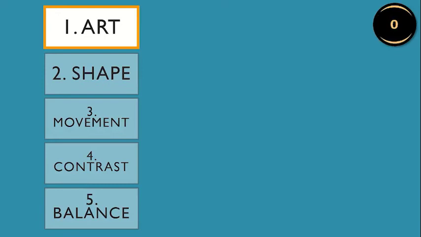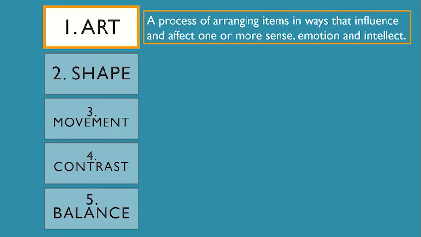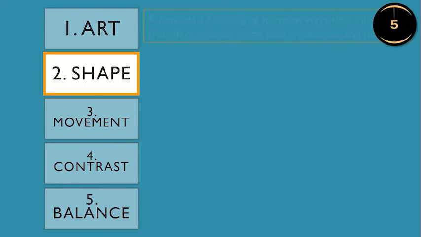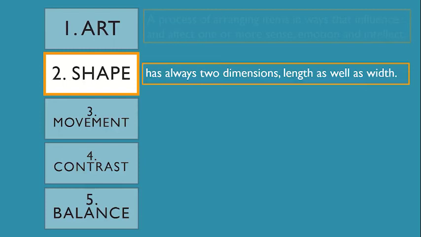Time is up and your answer is? Art is a process of arranging items in ways that influence and affect one or more sense, emotion, and intellect. Are you ready with the next item? Let's have number 2. Shape. You have 5 seconds. Time is up and your answer is? Shape has always 2 dimensions, length as well as width. That is shape.